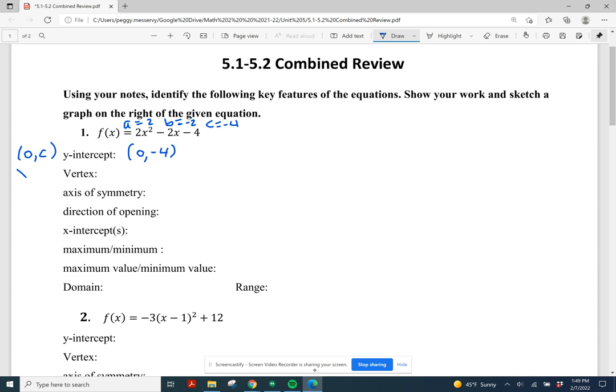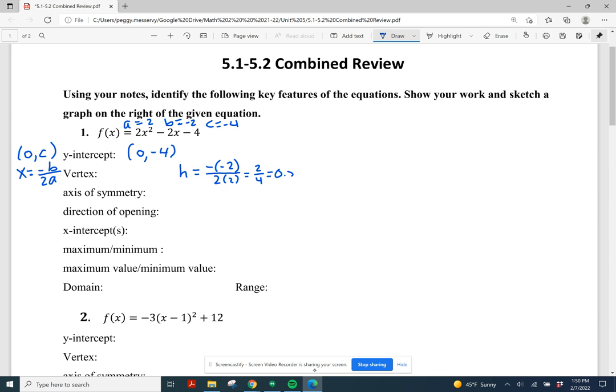Our vertex, and again in our yellow notes, to find the vertex, it says calculate -b over 2a. That will get you the x-coordinate of your vertex. And then once you have that, you're going to plug that value back into the function and find the y that goes with it. So for my x value of my vertex, remember we're using h for that, we're going to do the opposite of -2, because that's our b value. We're going to divide by 2 times 2. So we get 2 over 4, which is 1/2 or 0.5.